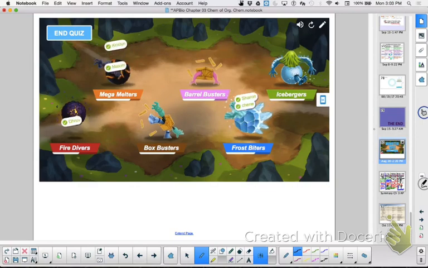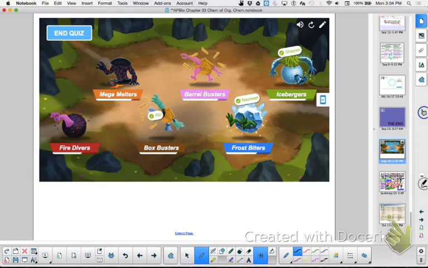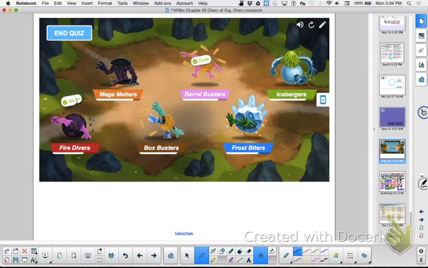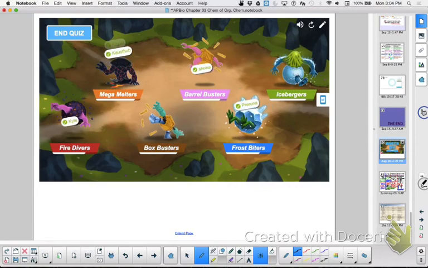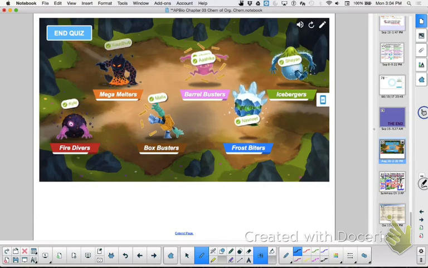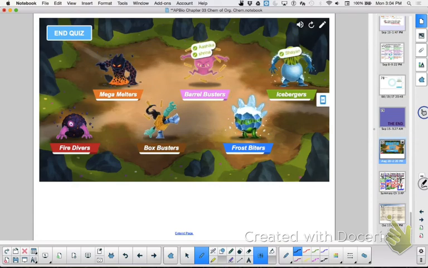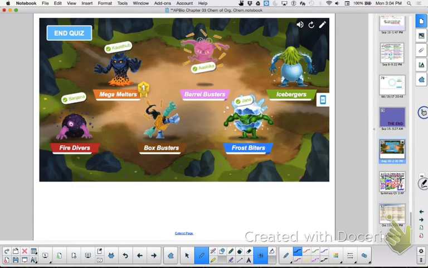Frostbiters, go! Look, it's in the... Oh, so close! Icebergers! Mega Melters, you're out! Almost, Mega Melters! Mega Melters, first place!